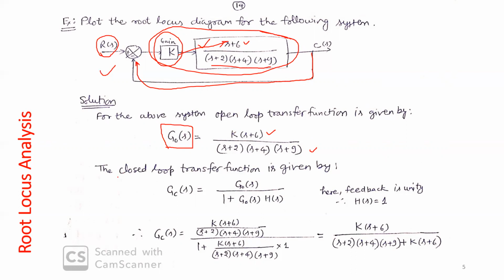Also you can simply calculate the closed loop transfer function. You know very well it is the open loop transfer function divided by 1 plus the open loop transfer function multiplied by the feedback gain. Here the feedback is unity, there is no feedback block, so H(s) equals 1. You put the open loop transfer function G0(s) and H(s) equals 1 here, and when you put these values, you finally get the closed loop transfer function. Clear?